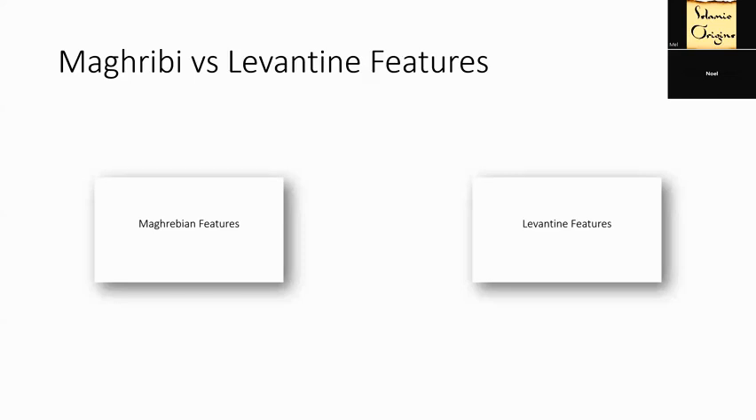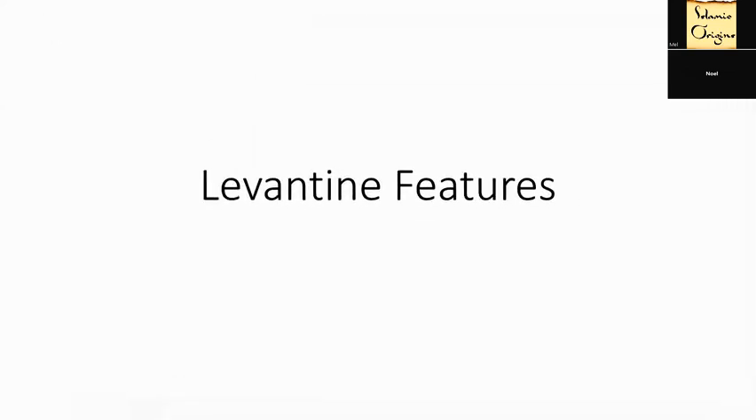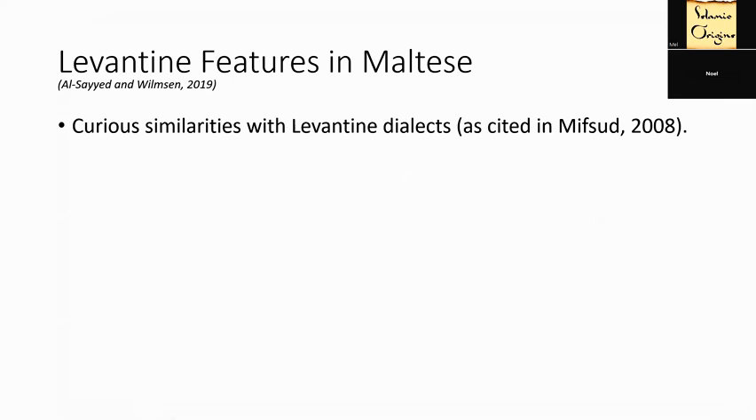Okay, welcome back, everyone. Noel, you're going to be focusing on the Levantine features of Maltese, which obviously raises the question how people came to Malta with those features in their language. So maybe you'd like to talk us through that. Yes, today we're going to talk about the Levantine features in Maltese. And this is curious because Maltese is very close to the Maghreb and yet it has Levantine features.